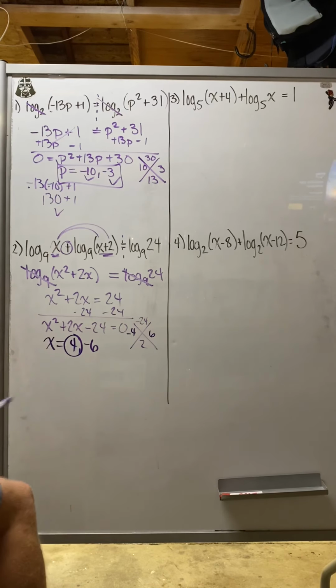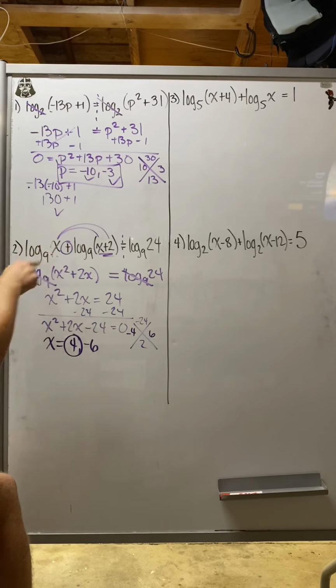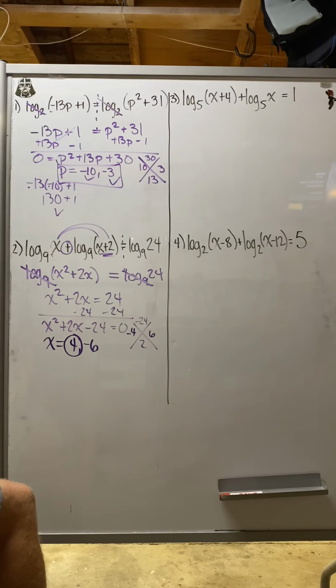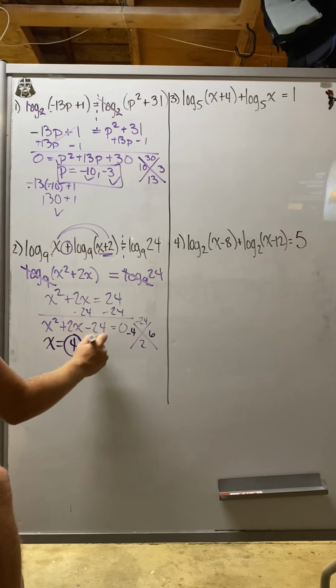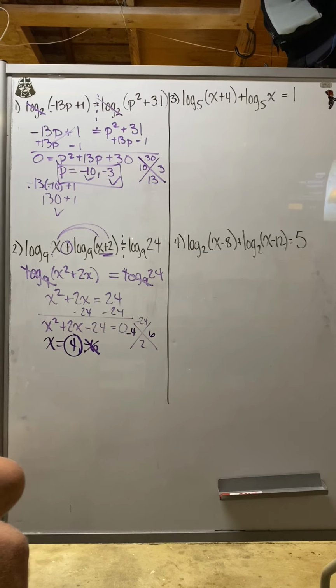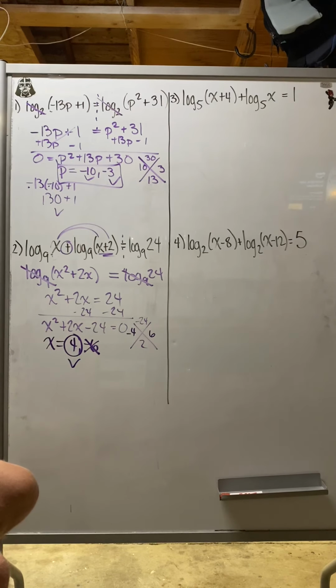Now my next number to check is negative 6. Any number that makes my arguments negative is a number I can't use. So as soon as I take negative 6 and plug it into this x, the x will become negative 6. I can't have a negative in my argument. So I don't even have to check the other one once I see that happening. That is an answer I cannot use. So the only actual answer I can use is x equals positive 4.